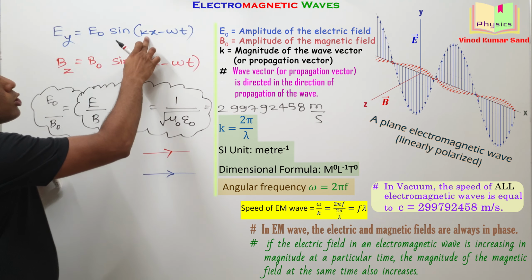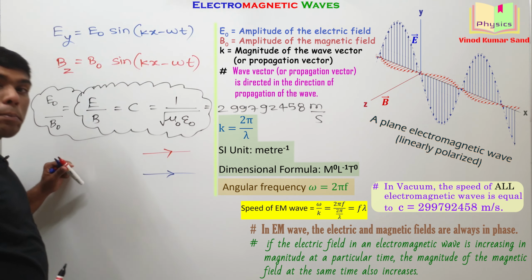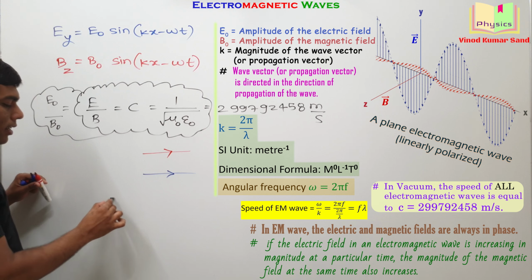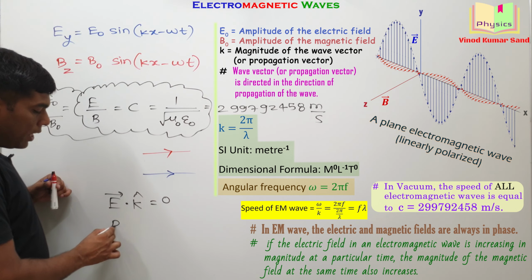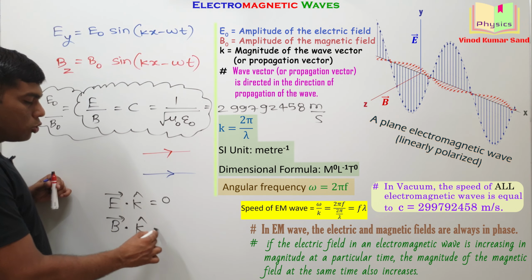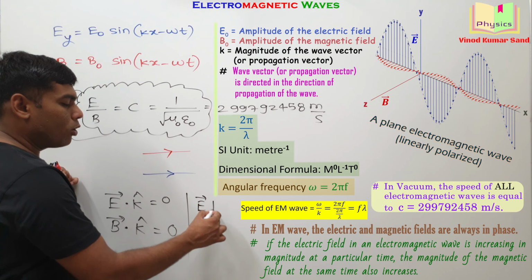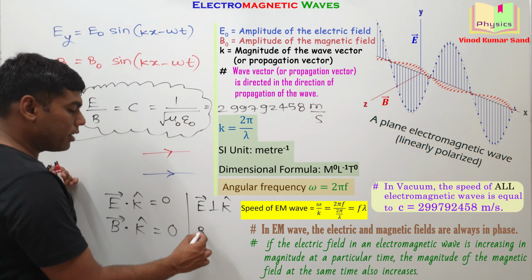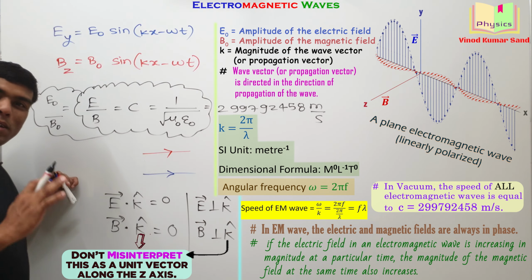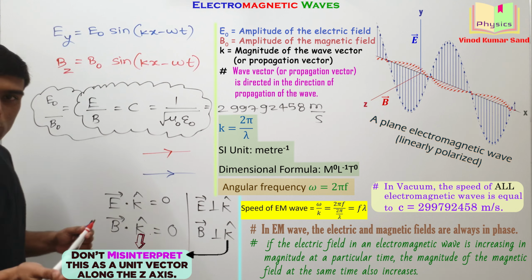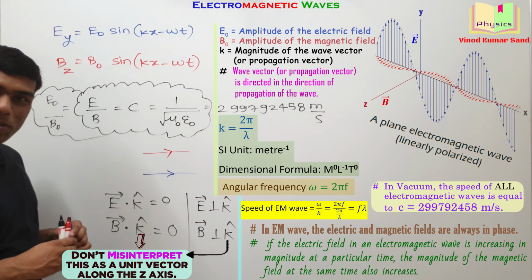Let us write another important point. Since the propagation vector is perpendicular to the electric field as well as perpendicular to the magnetic field, what I can write is E vector dot k cap should be equal to 0. B vector dot k cap should also be 0. The reason was simple. E vector was perpendicular to k vector, B vector was also perpendicular to k vector, and the dot product of two perpendicular vectors becomes 0. You should note down this information. I'll clear up the things here and then we'll proceed to the further properties of electromagnetic waves.